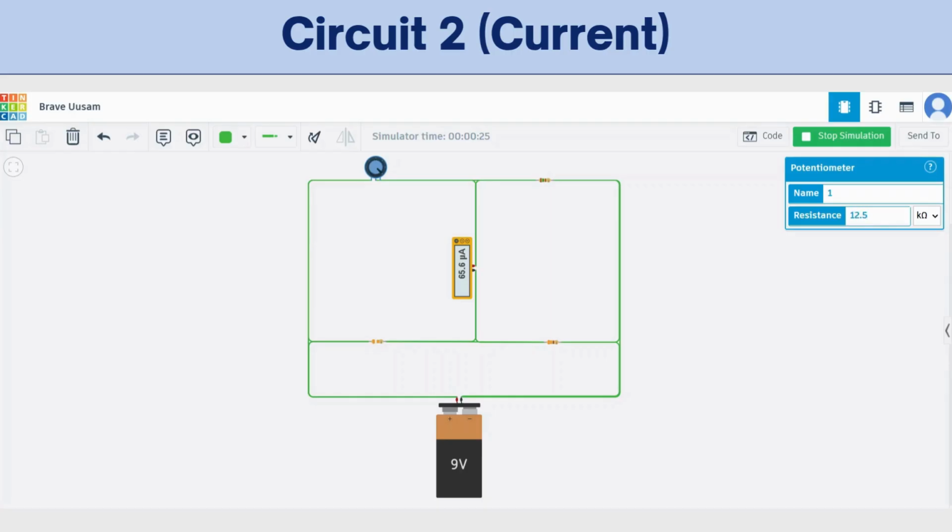For 12.5 kilo ohm, I got 65.6 microampere. For 15 kilo ohm, I got 28.6 microampere. For 17.5 kilo ohm, I got 0 ampere. For 20 kilo ohm, I got negative 17.9 microampere. For 22.5 kilo ohm, I got negative 33.5 microampere. For 25 kilo ohm, I got negative 45.8 microampere.